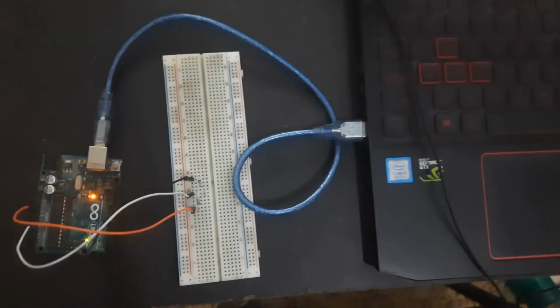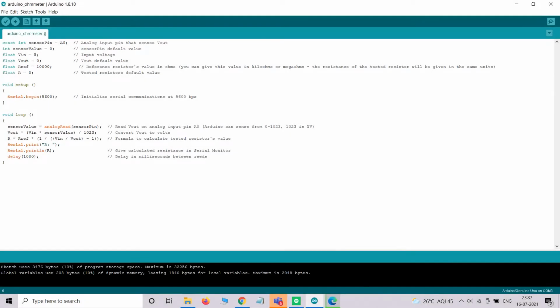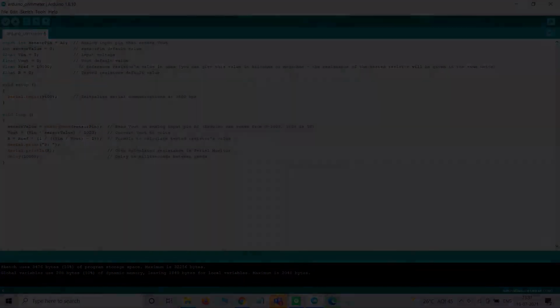As you saw the resistors, now let's have a glimpse of my final circuit board. After the circuit board, let's move on to the readings. So let's see.